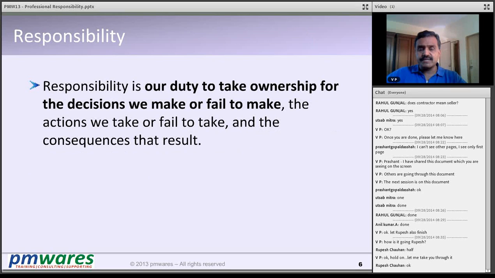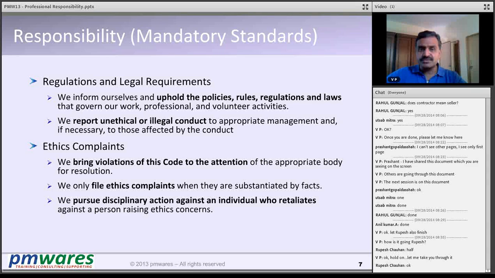So let's talk about the first part of it, that is responsibility. That means whatever we do, whatever decision we make, the outcome of that we should accept, either right or wrong. The decisions we make or fail to make, and the results of those. So what does it mean actually? As mandatory standards, it means whatever the rules, regulations, policies, law of the land, law of the country, law of the state, organization's rules and regulations, policies, etc., are to be upheld.